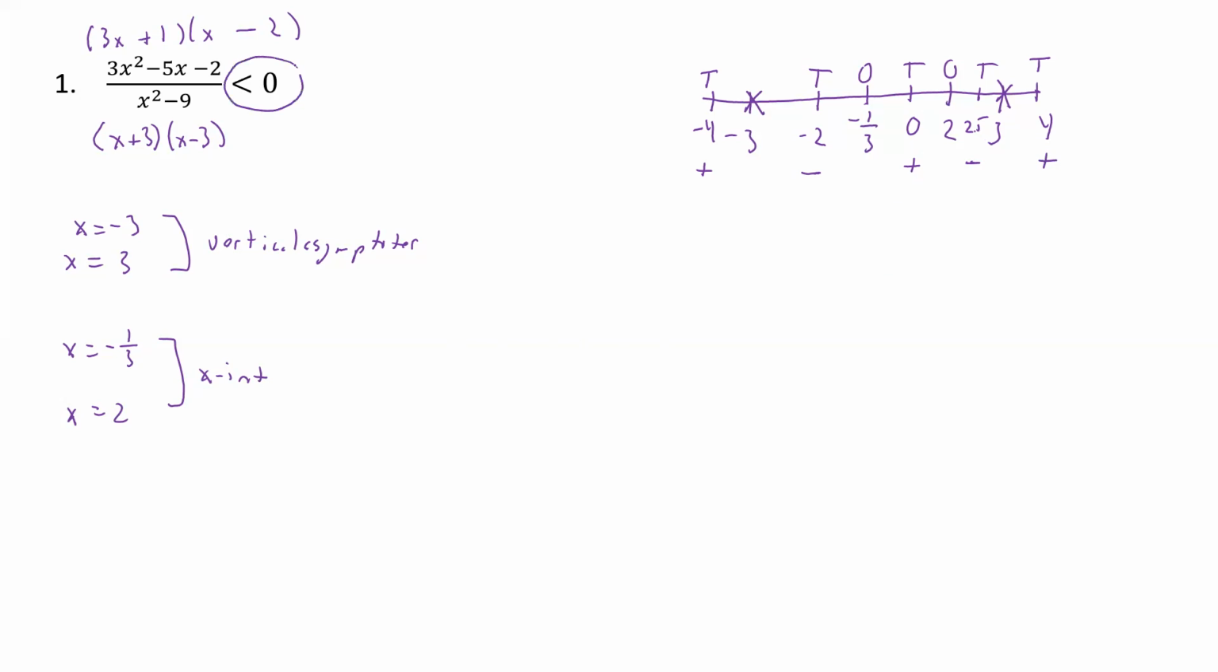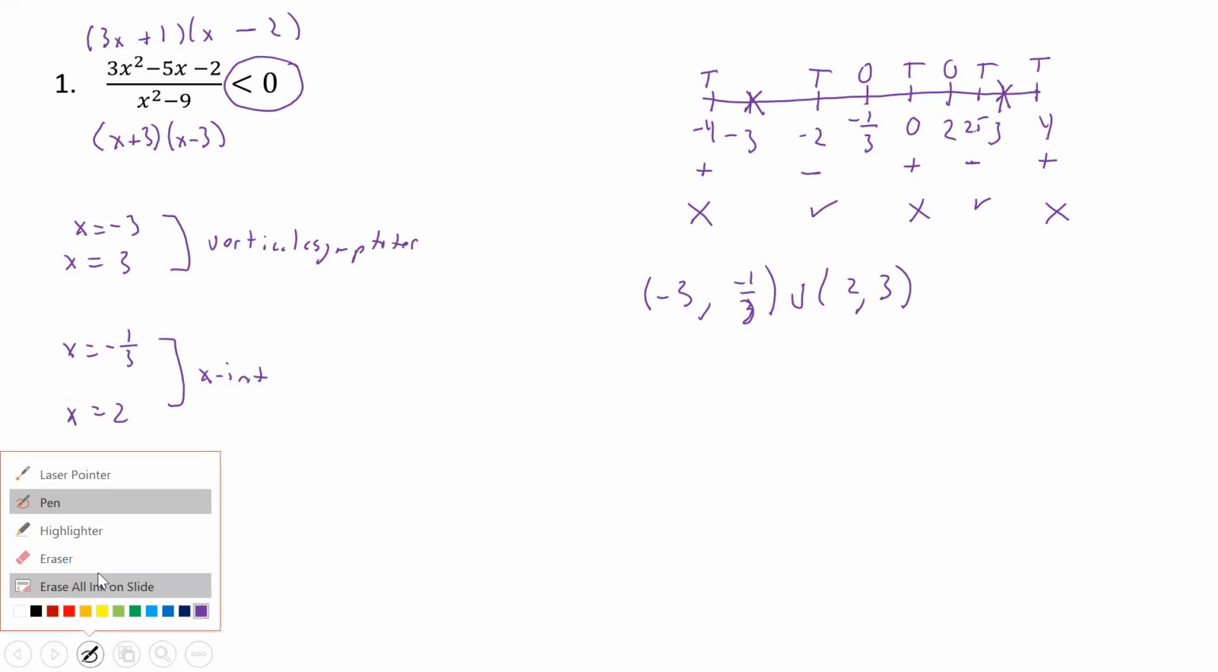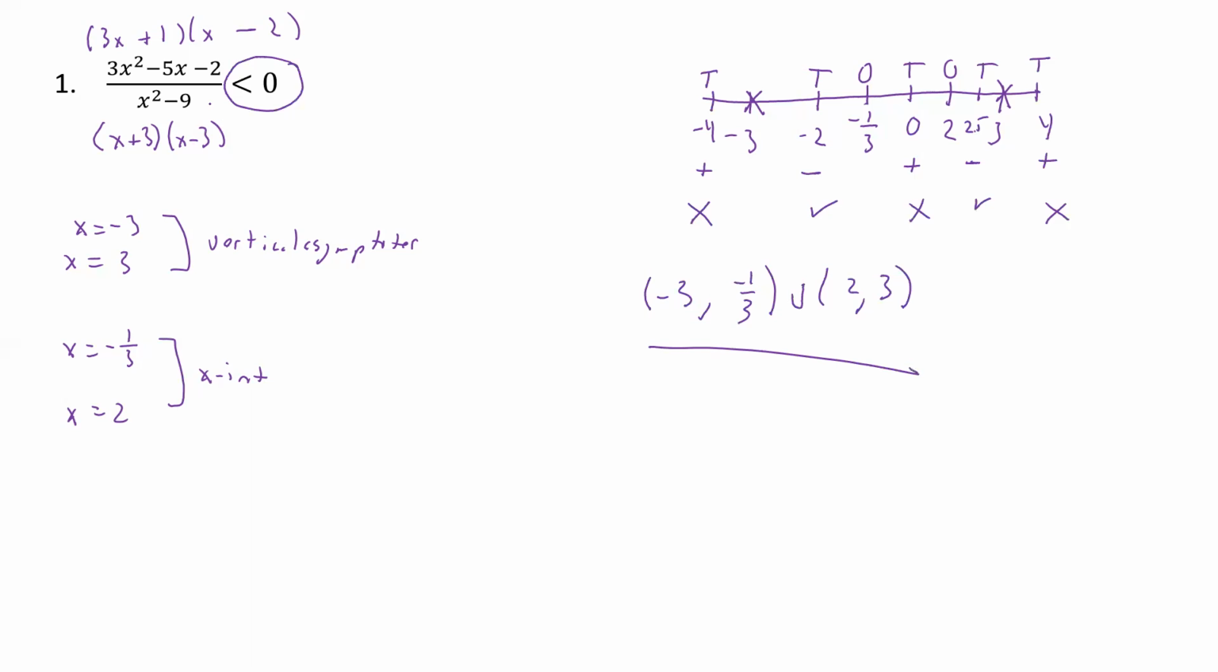Now I need it to be less than 0, can't be equal to, so I'm going to only have parentheses here. So I have to have it less than, and so that one and that one are the only ones. So I'm going to go from negative 3 all the way up to negative 1/3, parenthesis, union. Now I'm going to go from 2 to 3. Okay. And so then that would be my interval. And again, let's make that a nice 3 so we can read it. That would be where this expression is less than our 0.